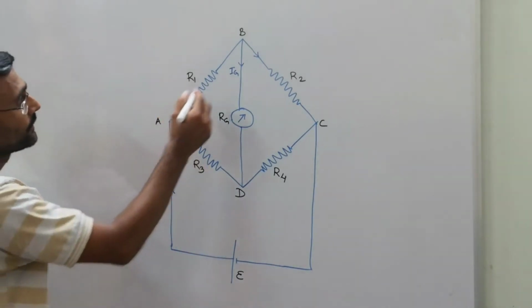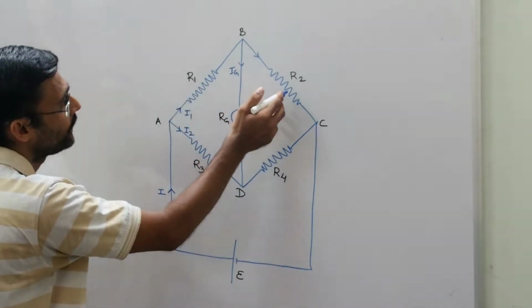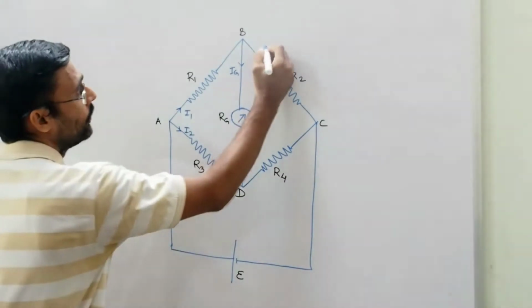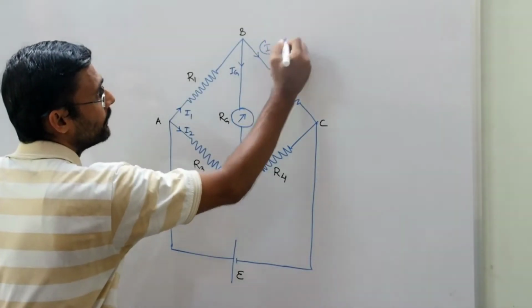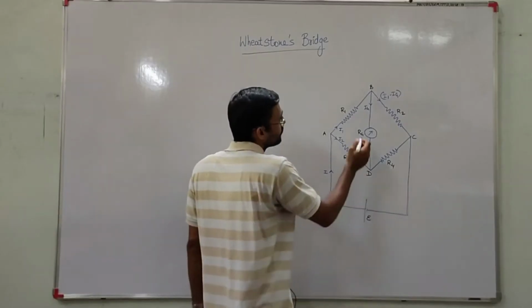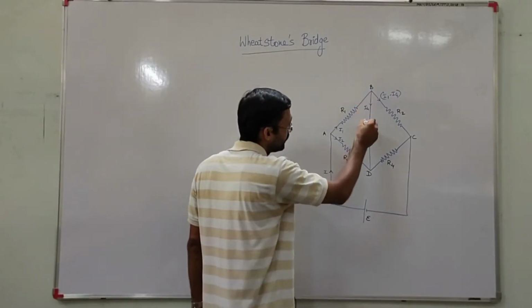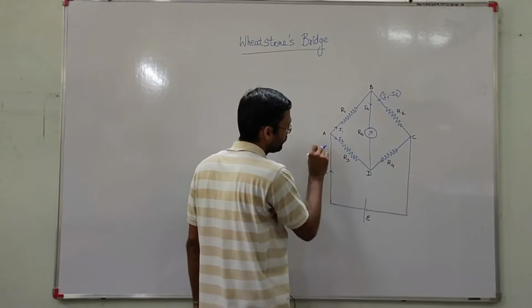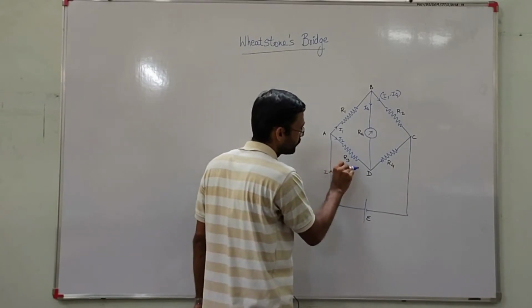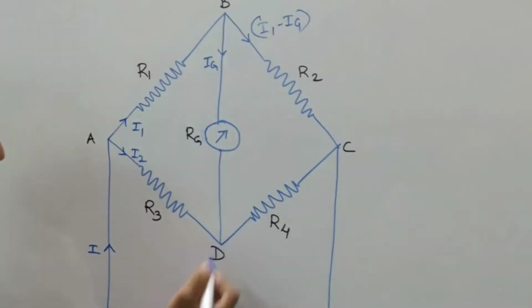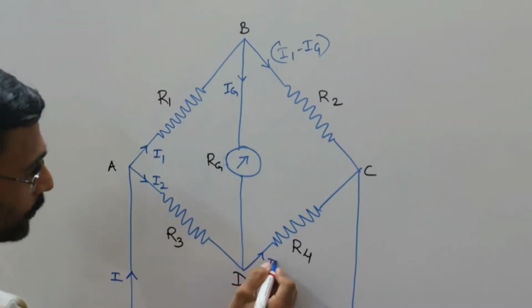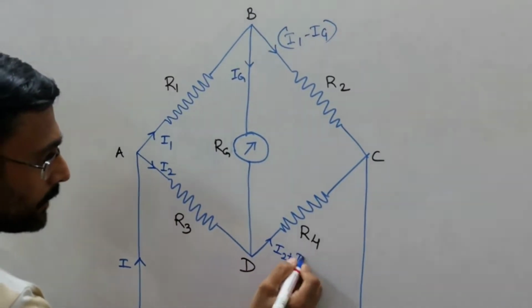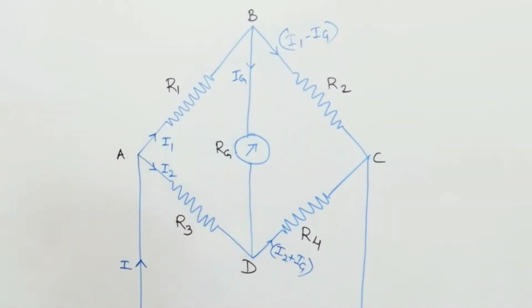So the difference of the two currents will be flowing through the resistance R2, that is equal to I1 minus Ig. Now you can see the current coming from the galvanometer, that is Ig, and from the resistance R3, that is equal to I2. So at junction D, I2 and Ig will add up, and that current will flow through R4, that is I2 plus Ig.